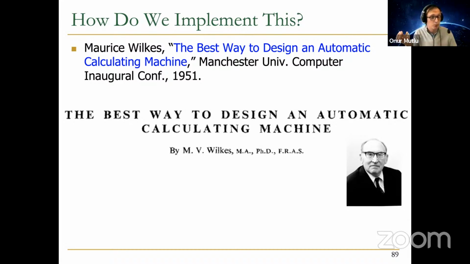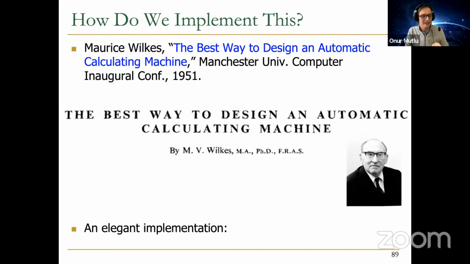I'm not going to talk about microprogramming in detail. I'm going to refer you to a lecture at the end. But you can see that this paper introduced the concept. In fact, he was quite confident in himself, as you can see in the title of the paper, the best way to design an automated calculating machine. It's a very elegant way. I don't think it's the best way in the end, because later people have shown that there are other ways, but clearly it is a very, very elegant implementation.